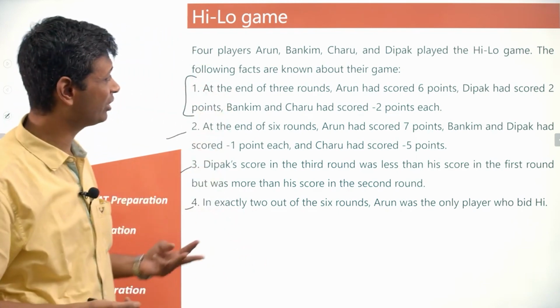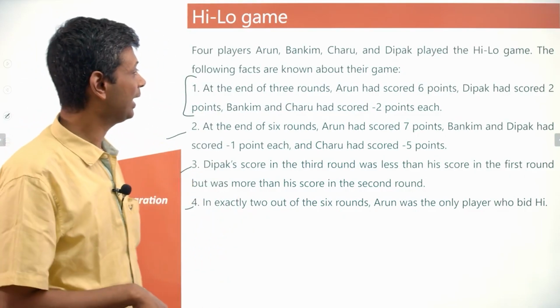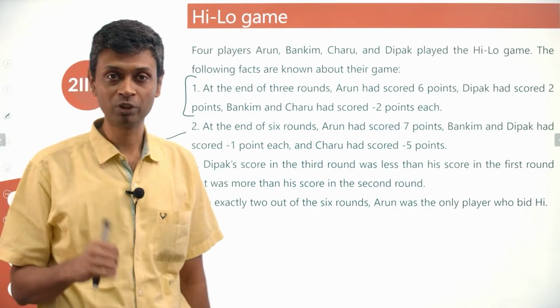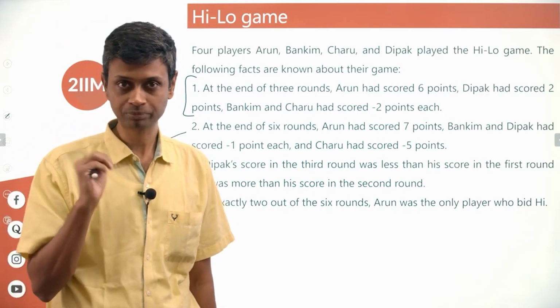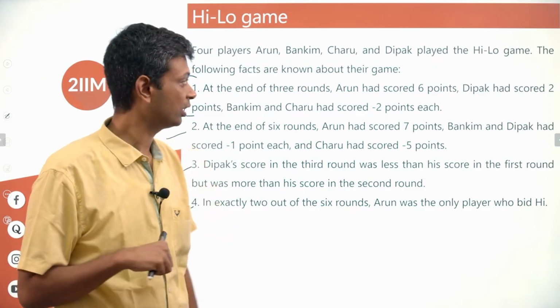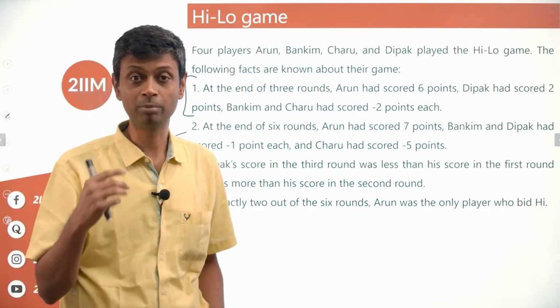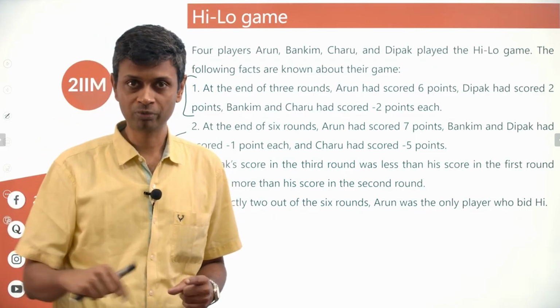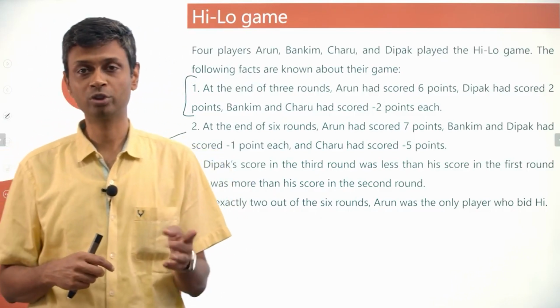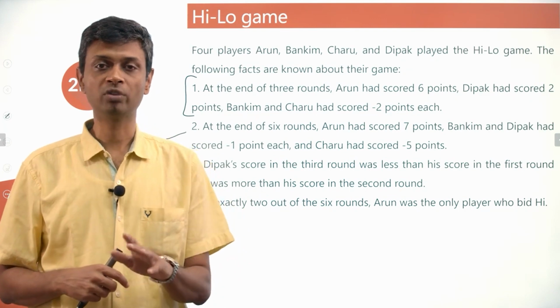Why so? A, B, C, D. A gets 6, B gets -2, C gets -2, D gets 2. If you add all of them up, A plus B plus C plus D put together, you get 4. That's brilliant. There is a positive score. So it has to have happened from that low game. So there's one game where all 4 of them bid low.